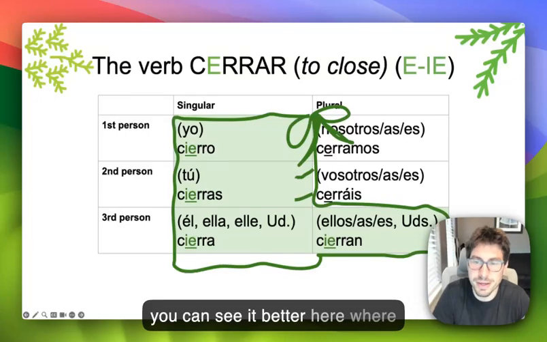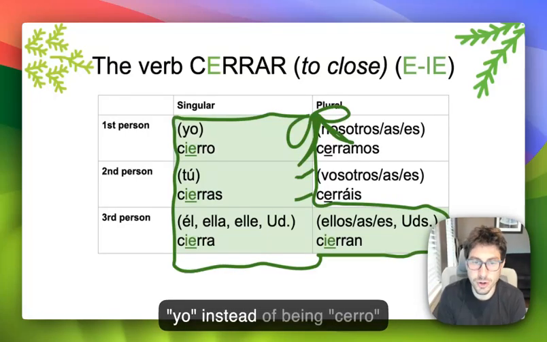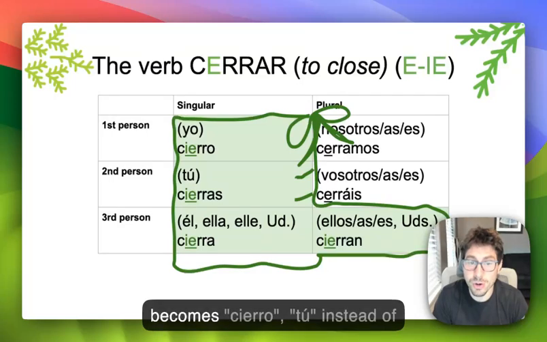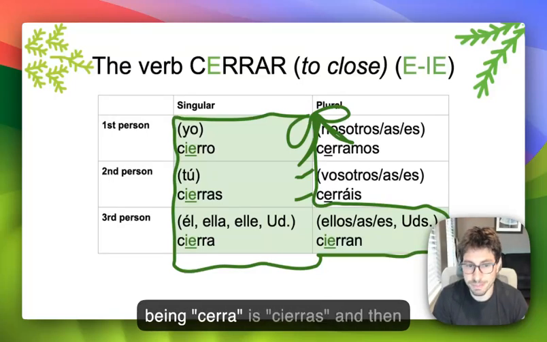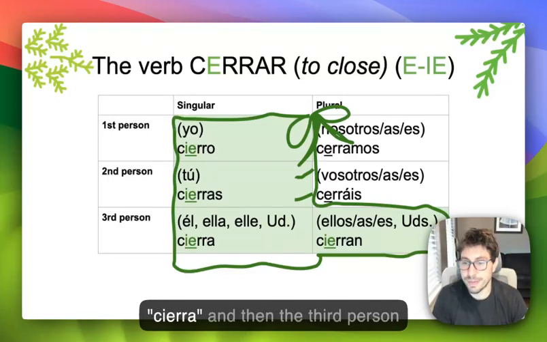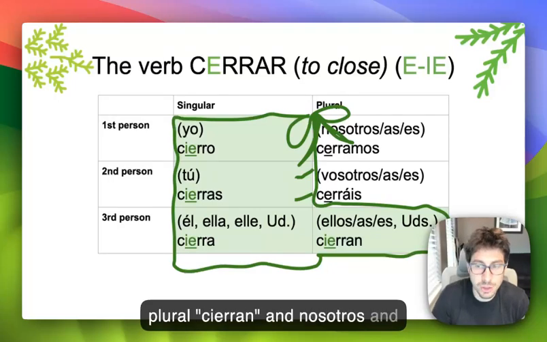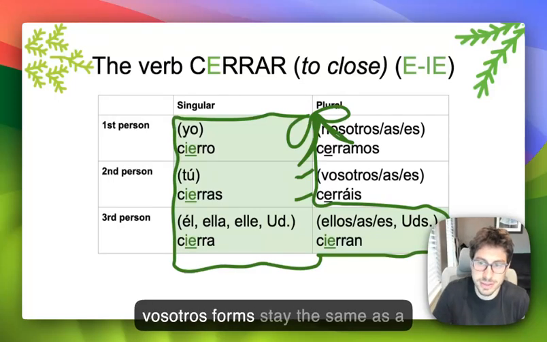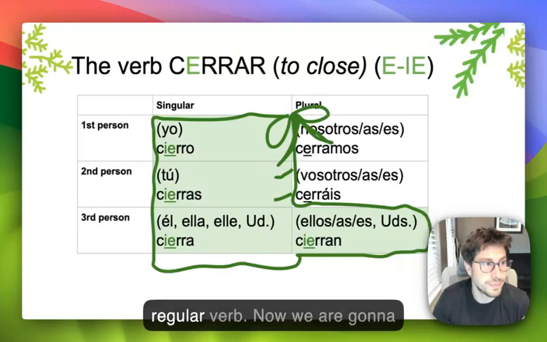You can see it better here where yo, instead of being cerro, becomes cierro. Tú, instead of cerras, is cierras. Then we have third person singular, cierra, and the third person plural, cierran. And the nosotros and vosotros forms stay the same as a regular verb.